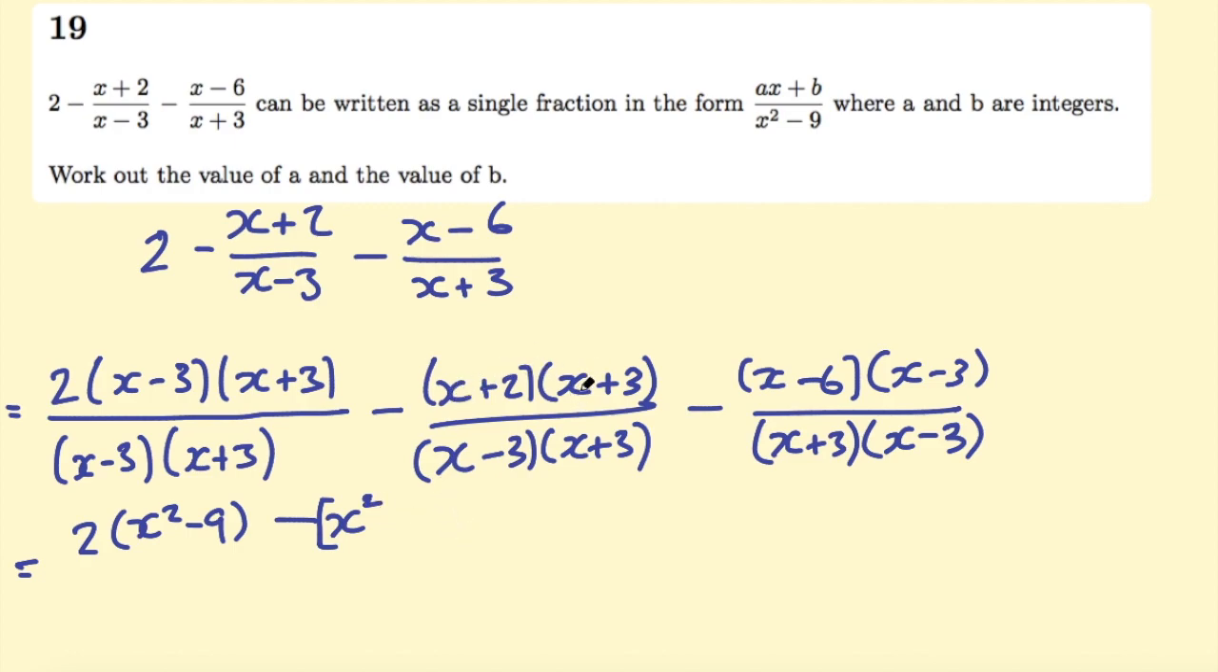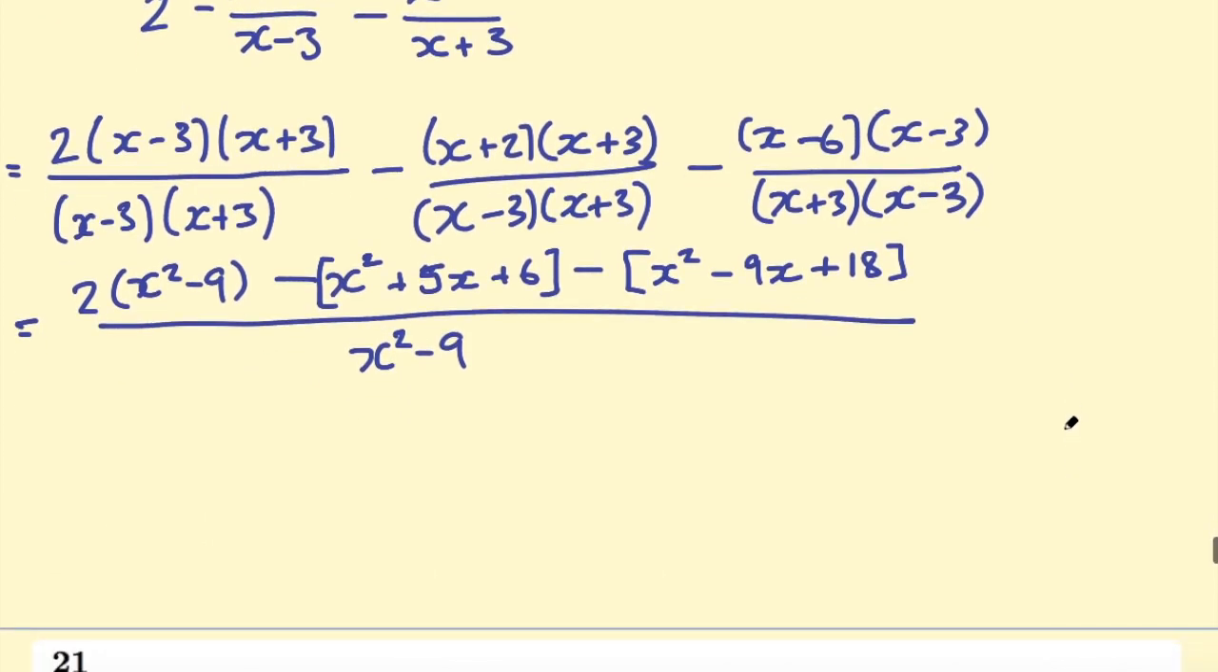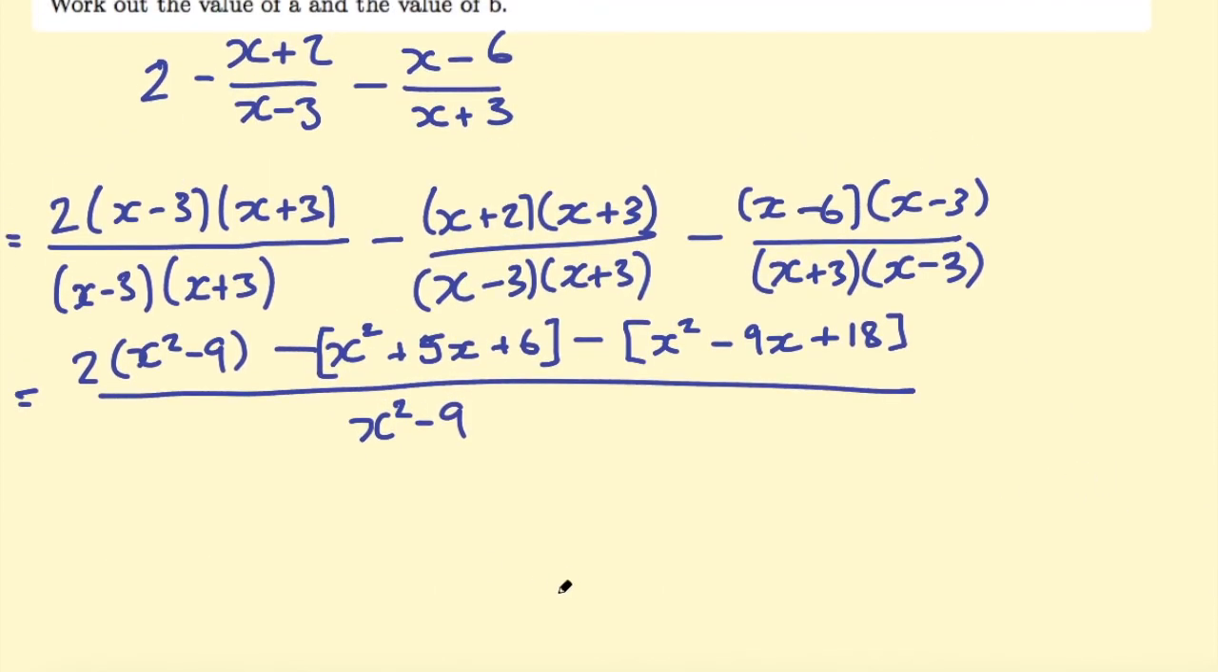So that's going to be x squared, first, outside, inside, last, use FOIL to expand these double brackets. So that would be 5x and then plus 6. And again, that's subtracting everything here, so put another bracket around these. So it'll be x squared minus 9x plus 18. And that's all over x squared minus 9. I'm going to run out of room here. Now we need to simplify all of that.